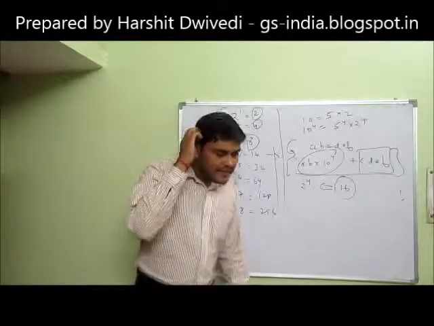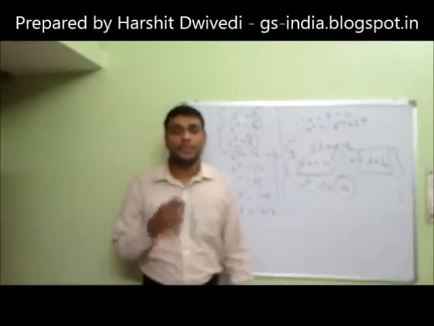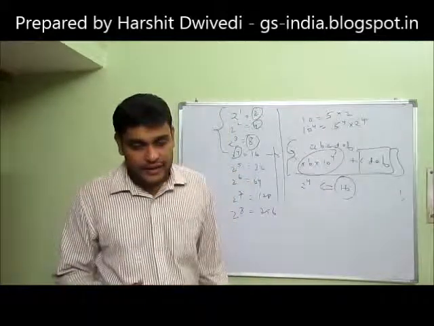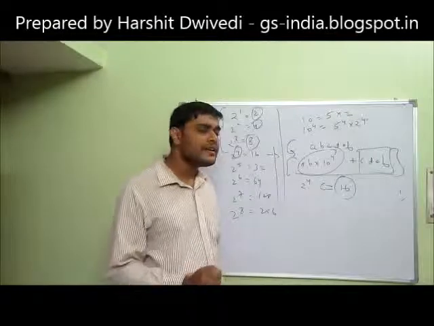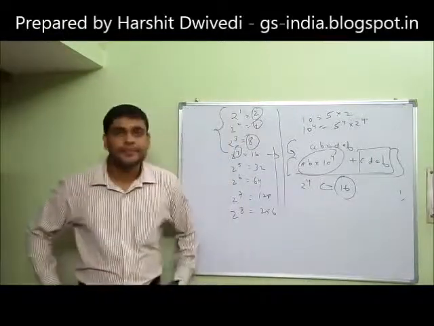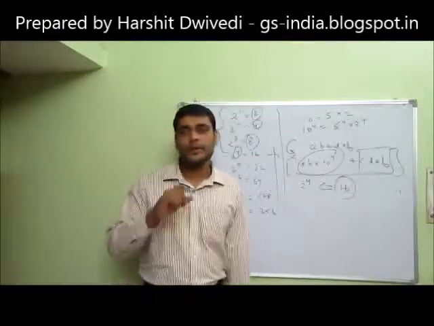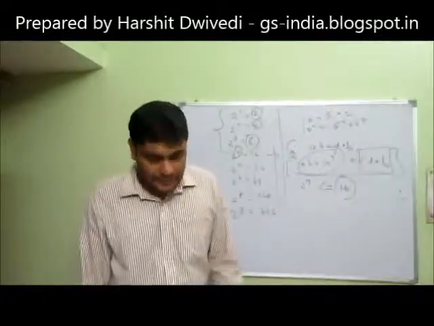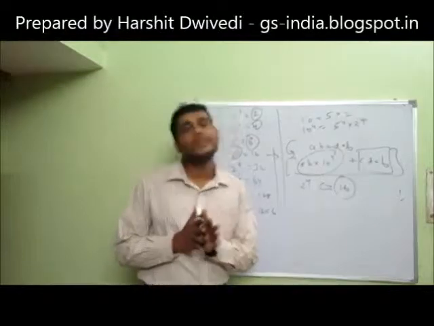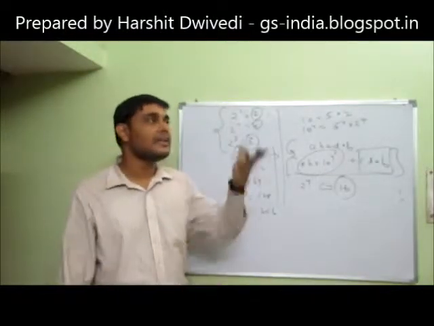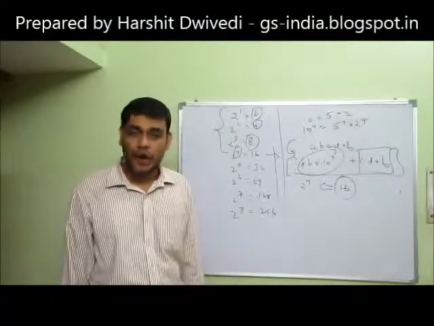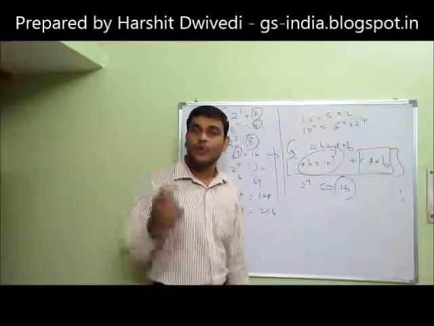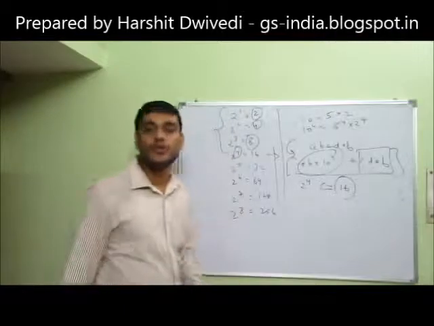The point is that if a number has to be divisible by, suppose, 2 to the power 9, what is 2 to the power 9? It is 2 into 2 into 2 into 2 into 2, 9 times. So if you are dividing a particular number by 2 to the power 9, then obviously that original number should also have 2 to the power 9 in it, in order to be exactly divisible by 2 to the power 9.